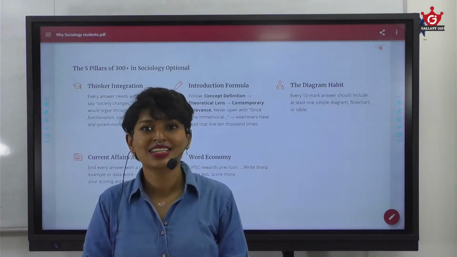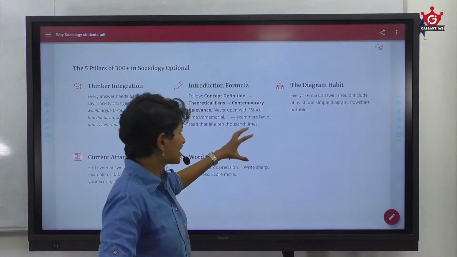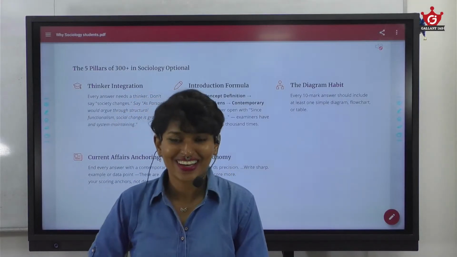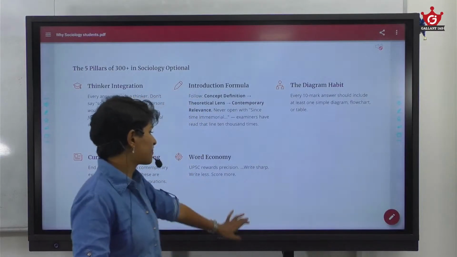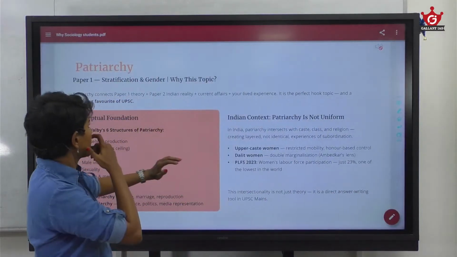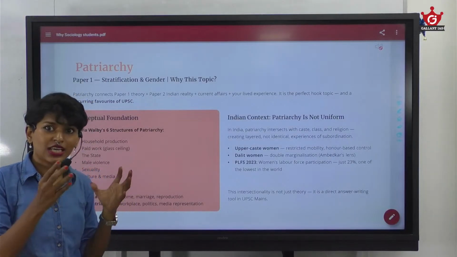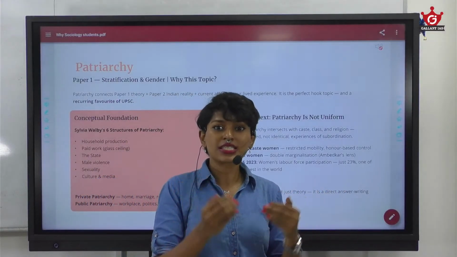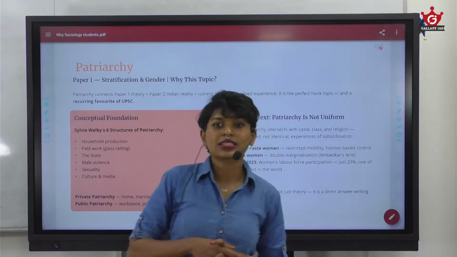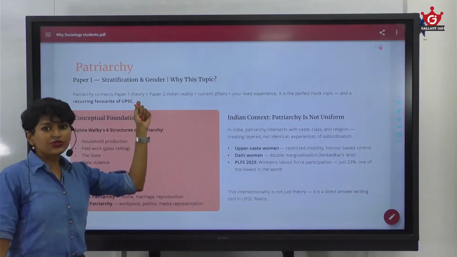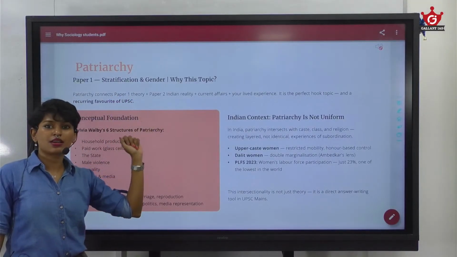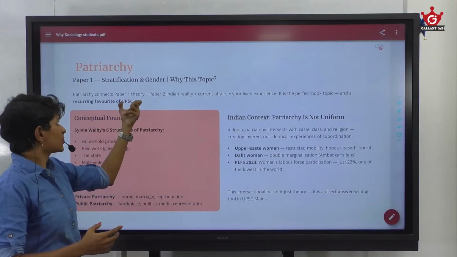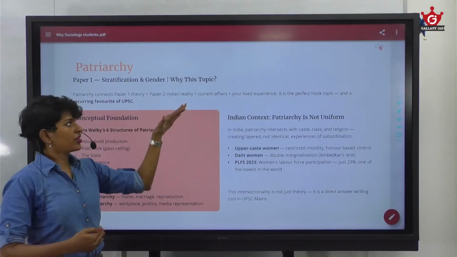So these are the five habits you would be learning with us in this batch if you enroll for this optional. With that, I'm taking you to a topic, so that you learn in this session how sociology can be easy and relatable for you. I've taken a topic like patriarchy. This is from Paper 1, stratification and gender. You can relate this under the module stratification, and the subtopic gender.